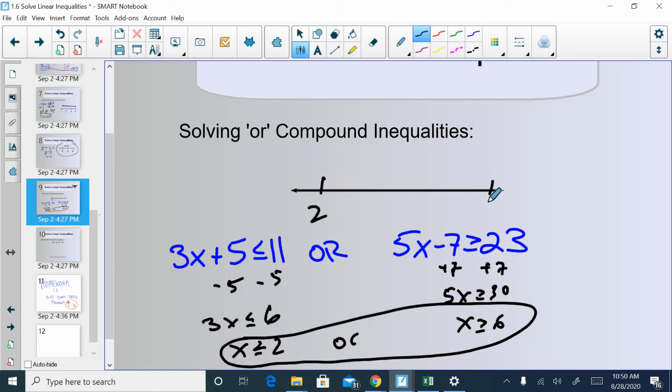2, 6, 4. X is less than or equal to 2. That's a filled-in circle going that direction. X is greater than or equal to 6. That's also a filled-in circle going that direction.